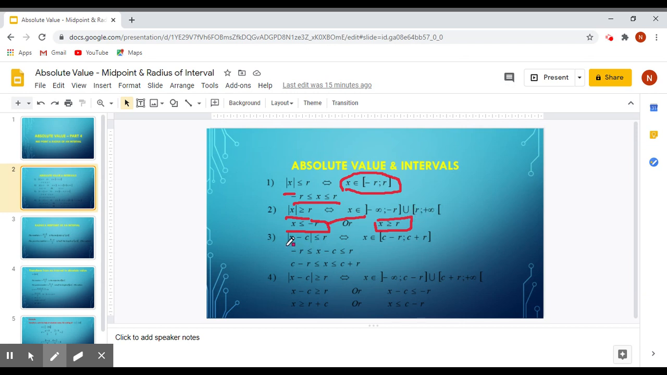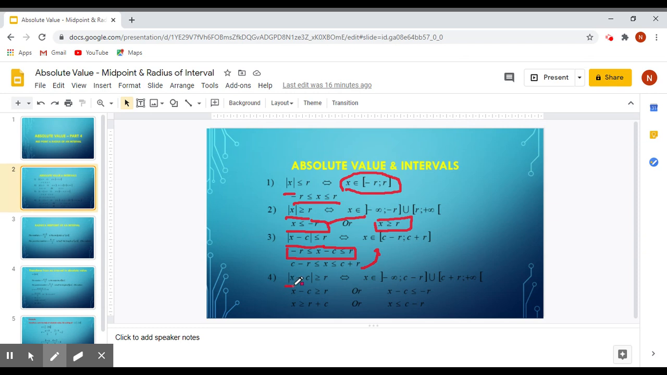If we have an expression inside the absolute value, absolute value of x minus c less than or equal to r, this means x minus c is between minus r and r, and we add c to the three sides of the inequation, and we get c minus r less than or equal to x less than or equal to c plus r, therefore x belongs to the interval [c minus r, c plus r].